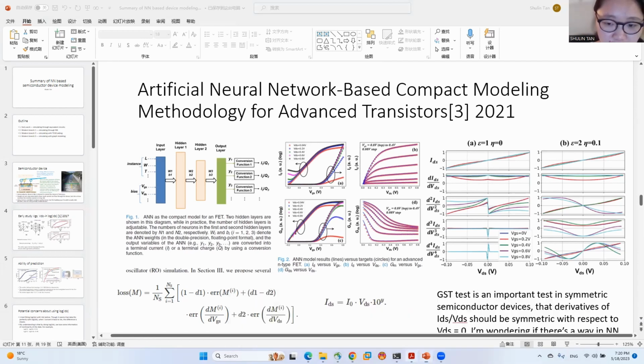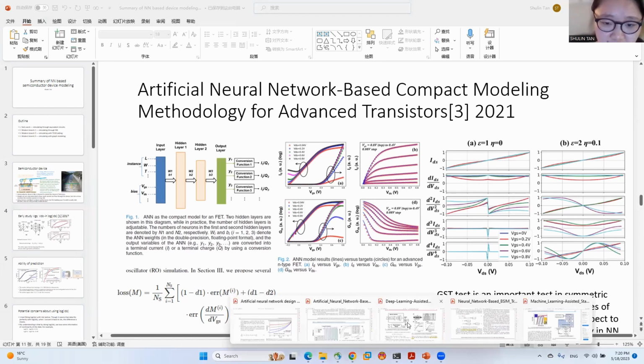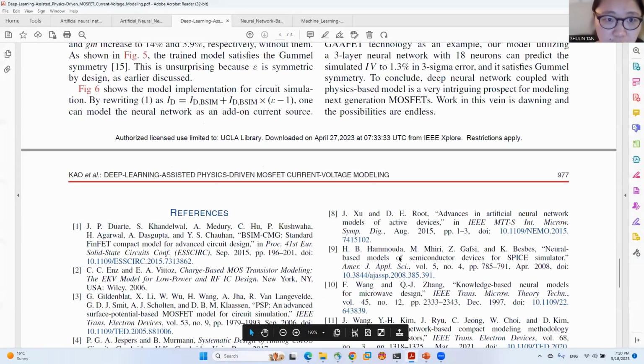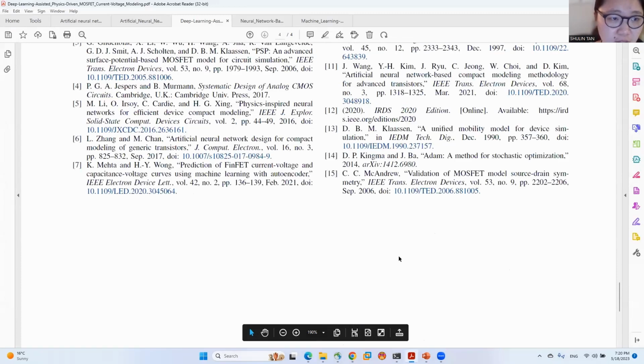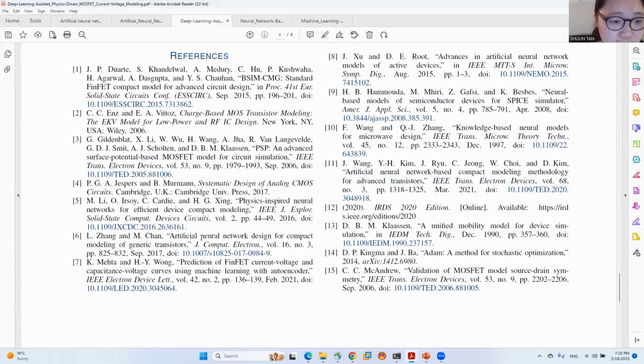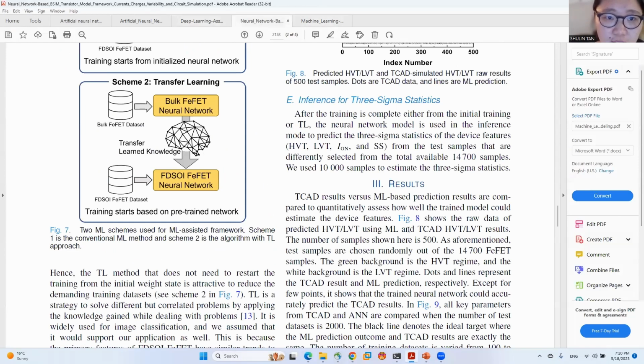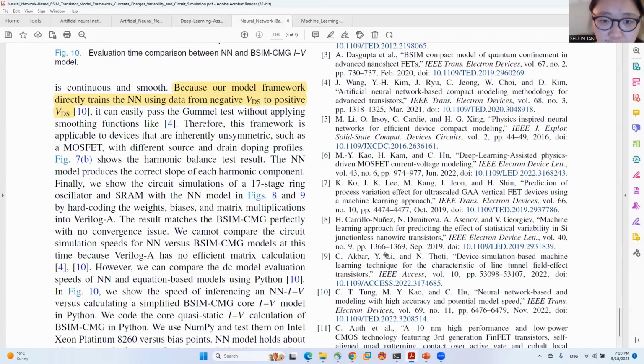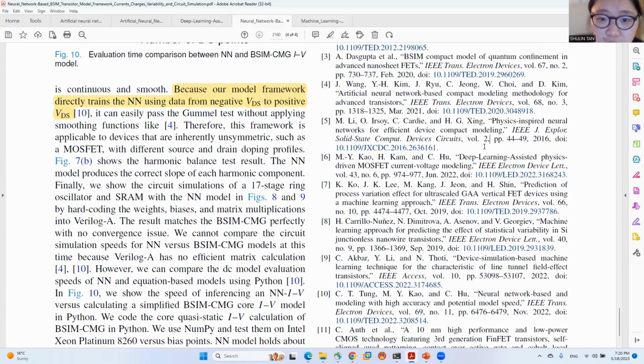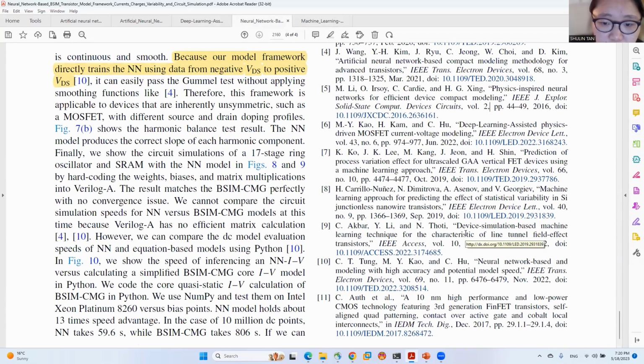Let me try. Why didn't I put it there? So there is one person who tried to solve this. I think his name is... no, not this one. Where's my slide? This is the paper. Sorry, I probably lost it.